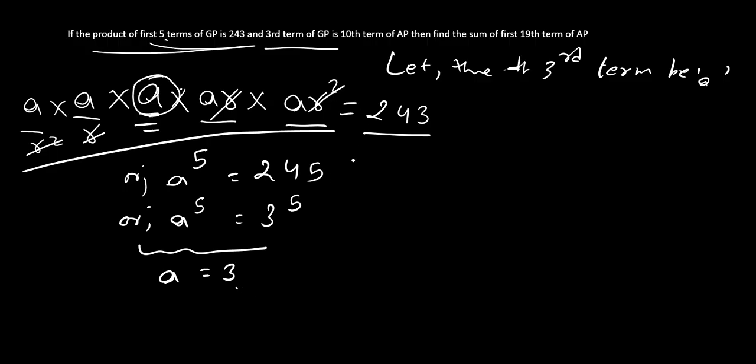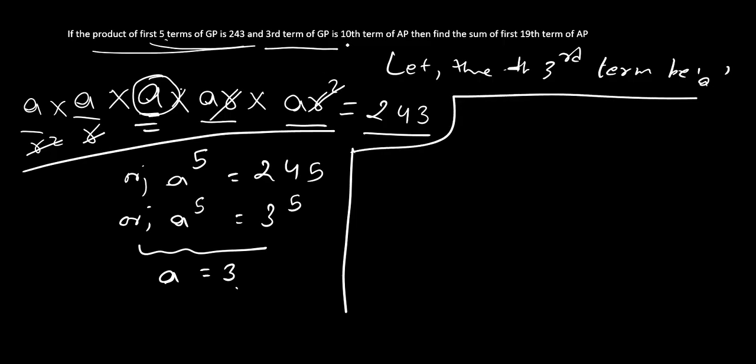Now let's move on to the next part of the question. The next part of the question says that the third term of the GP is the 10th term of the AP. Now, what is the 10th term in an AP? The 10th term in an AP can be written as A plus 9D. D means common difference, A means first term.